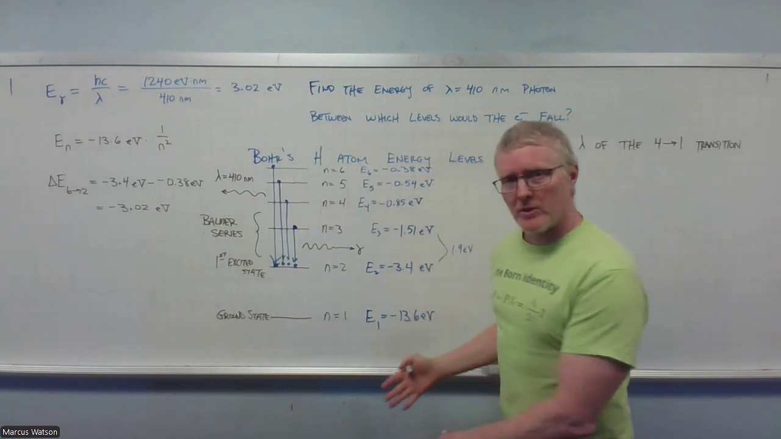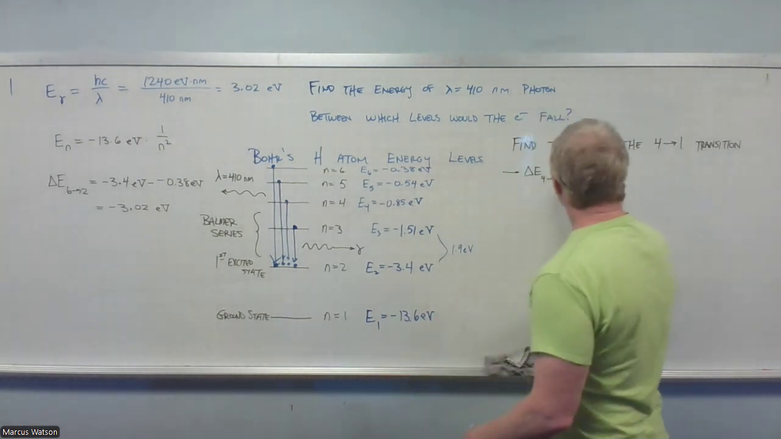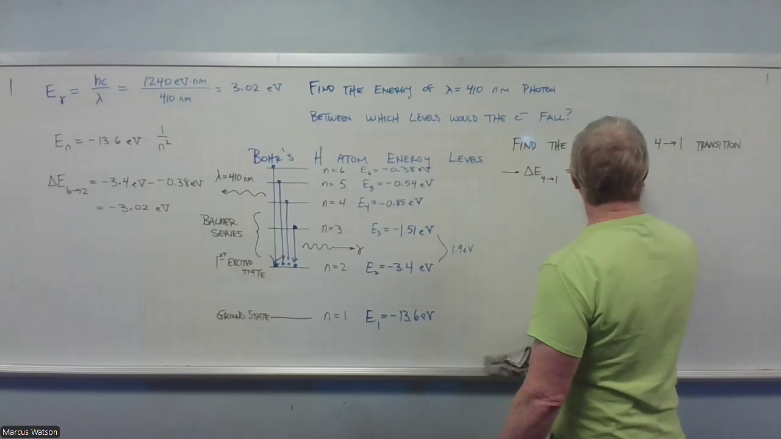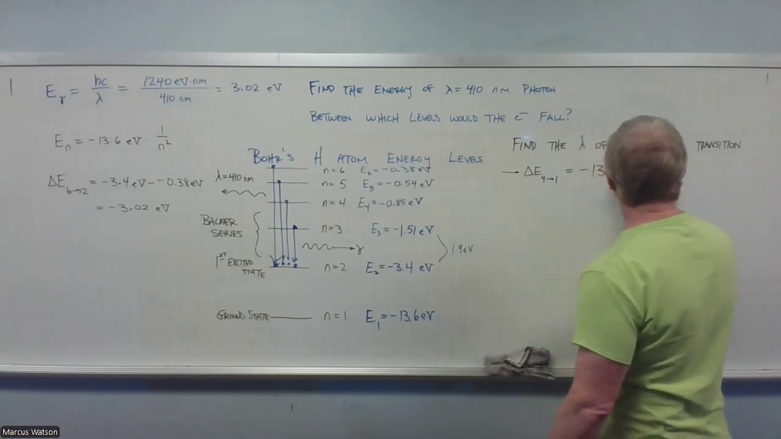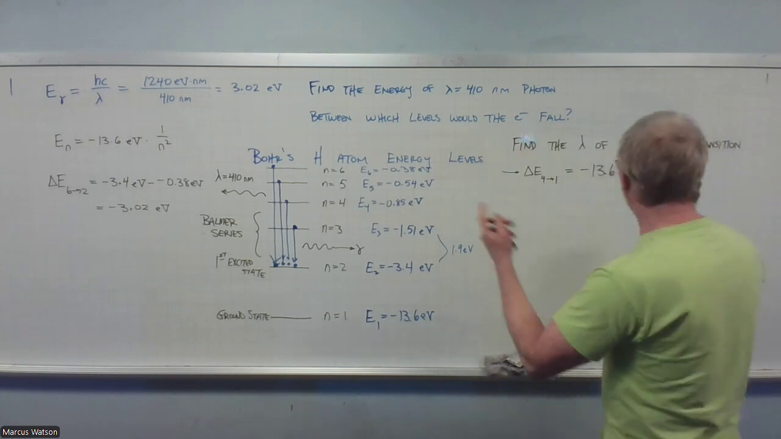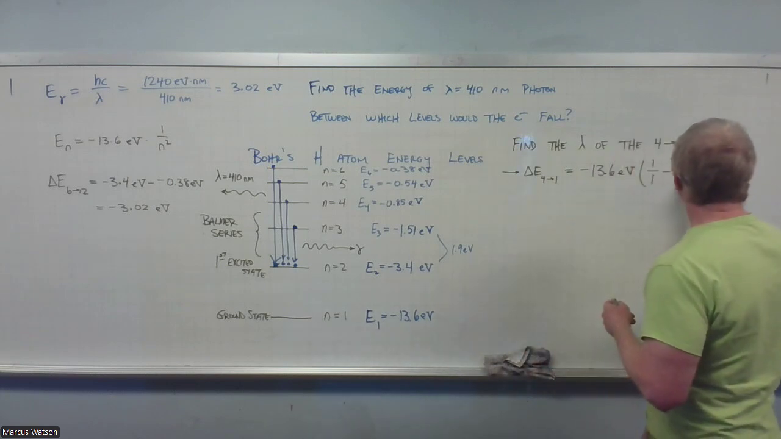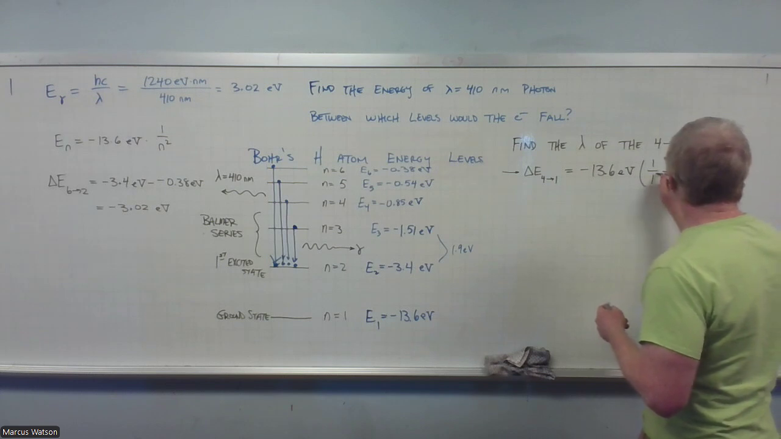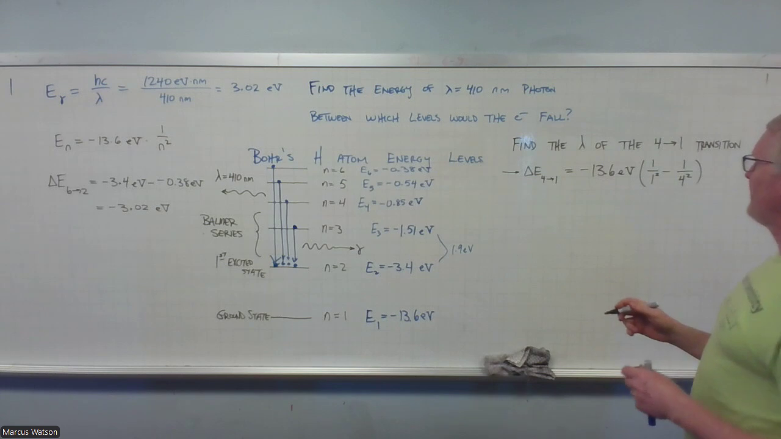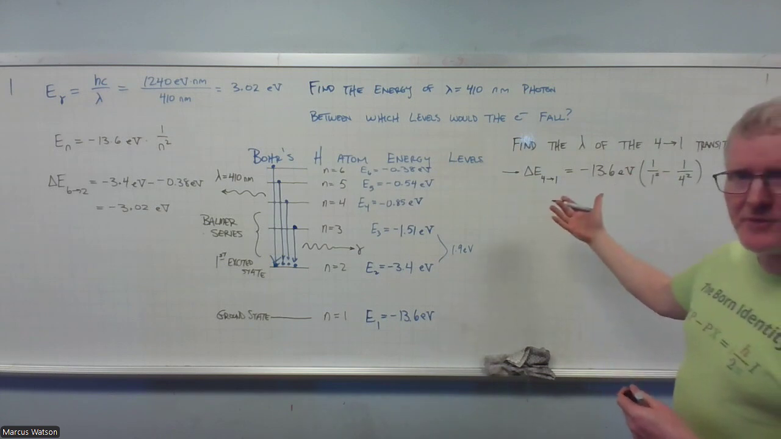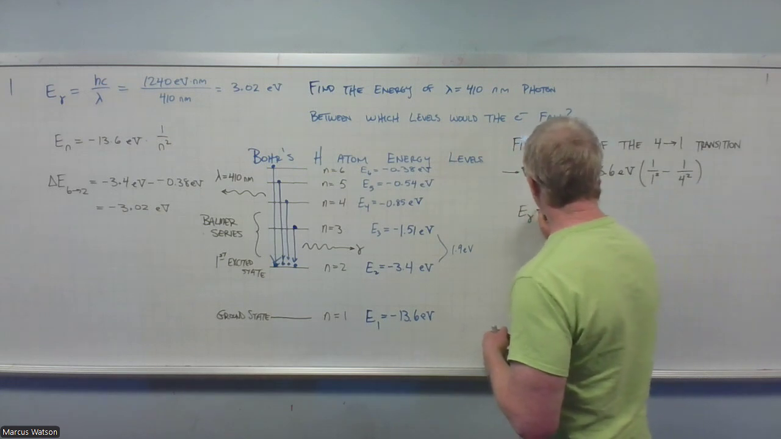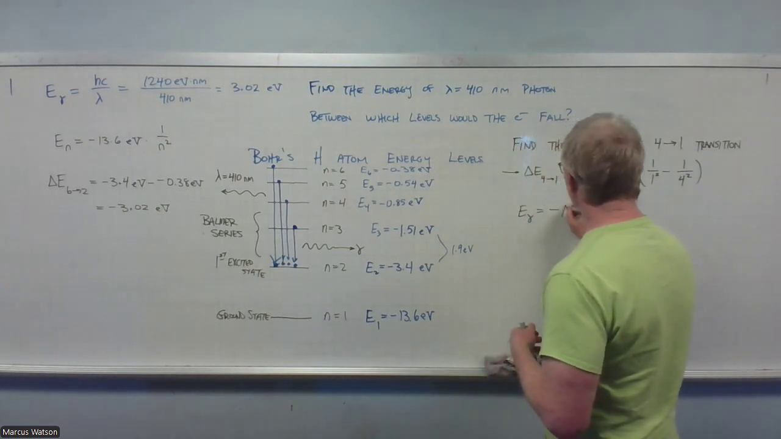I tabulated what all the numbers were. If I just kept it out as the Bohr formula here, I would have done 13.6 eV times 1 over, where did I end? 1. And what did I start with? 4. So we'll do 4 squared and 1 squared. I'll put the squared in here just for smiles and giggles. I would say this for the electron energy difference. I would then say the energy of the photon is equal to the negative of that number.